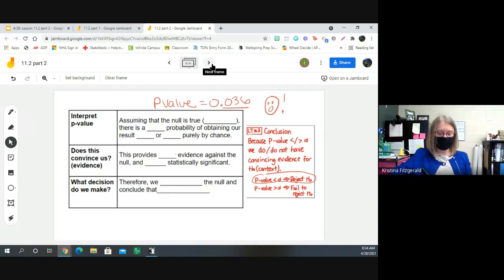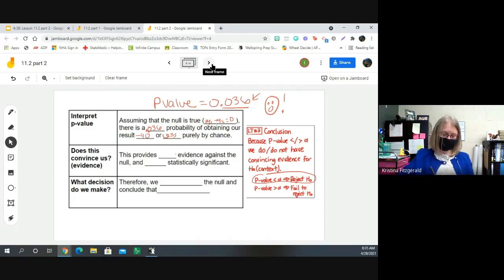So assuming the null is true, so we have a difference of 0, we're just assuming there is no difference, there is a 0.036 probability of obtaining our result of -40 or less purely by chance. So that is interpreting our number here. We had a 3.6% chance of getting that difference. So it's pretty unusual, shouldn't have happened. Means there probably is a difference in the menus.